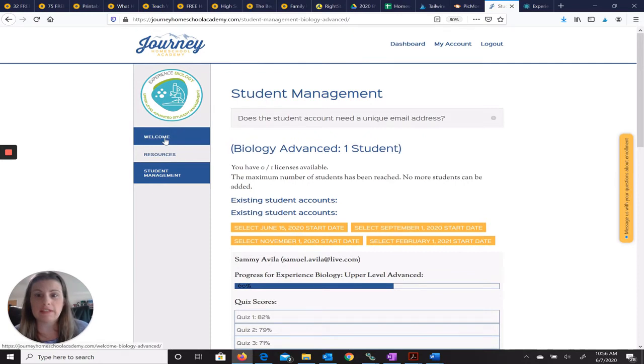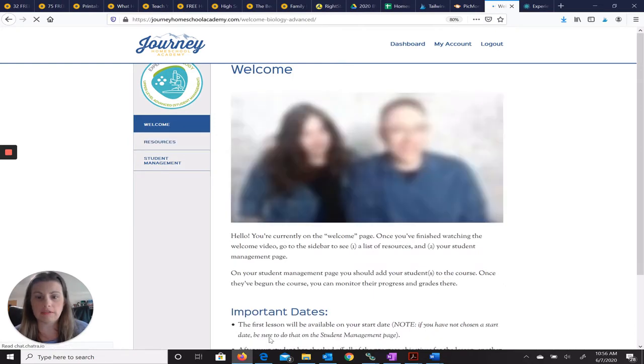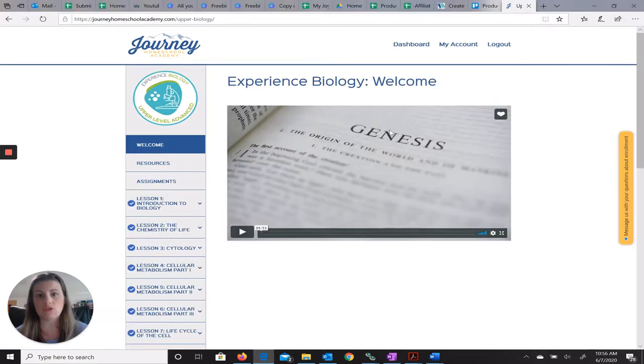So that is the parent login area. So now we'll move over to the student. After this, this is what your student will see. This is where your student will log in. They also have a welcome video. They also have a tab to get the resources as well.